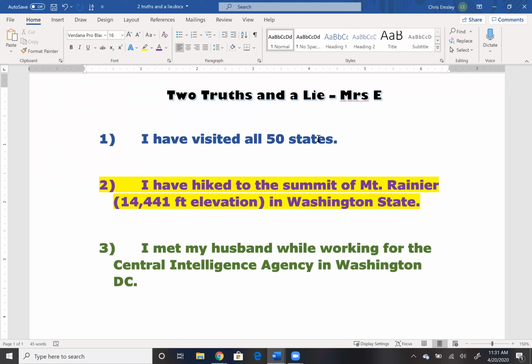Number 2, I have not hiked to the summit of Mount Rainier, although that is the kind of thing I would like to do. I have hiked to the bottom of the Grand Canyon, which was really, really hard, but rewarding and cool to see. And number 3, yes, I did work for the CIA. It's like my one exciting life story that I have.